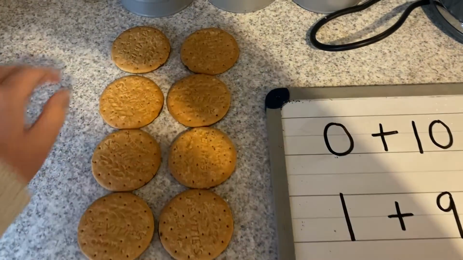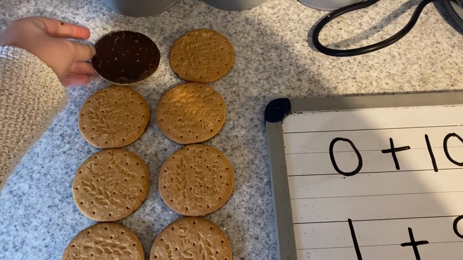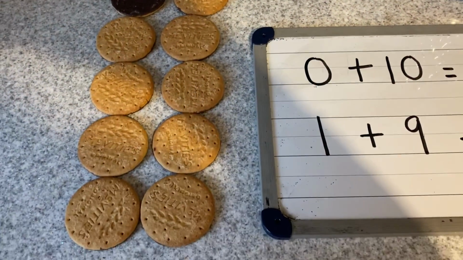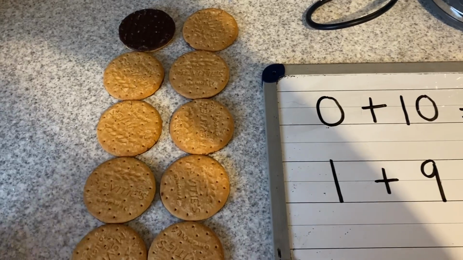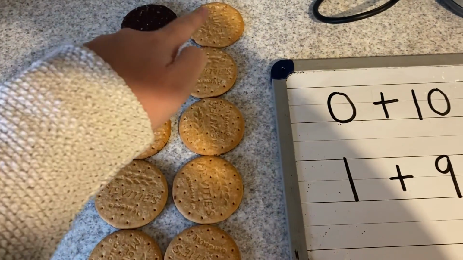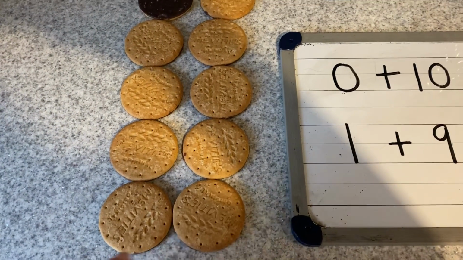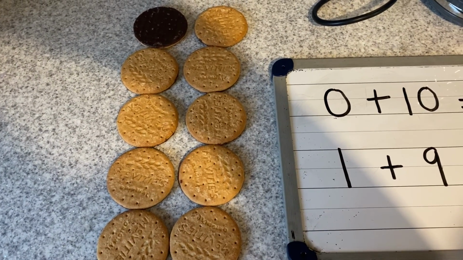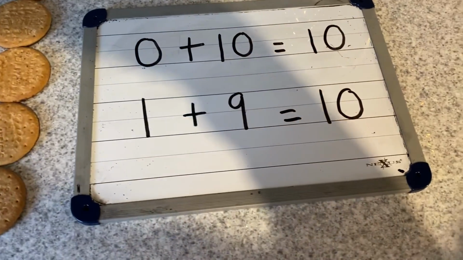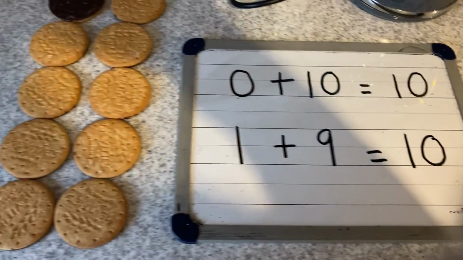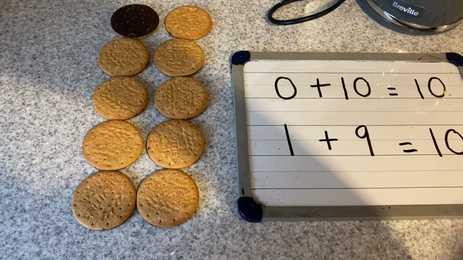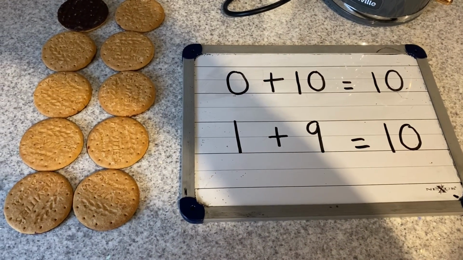If you do this, you have one biscuit that we can see the chocolate on, one, and 1, 2, 3, 4, 5, 6, 7, 8, 9 biscuits that we cannot. So we know 0 add 10 is 10, and now we know 1 add 9 is 10.